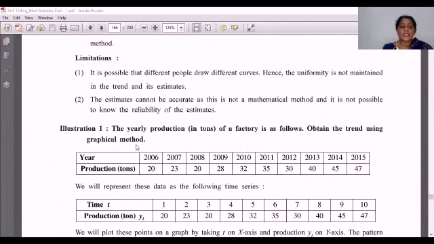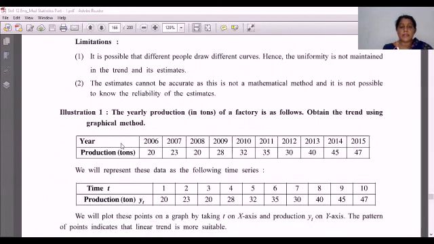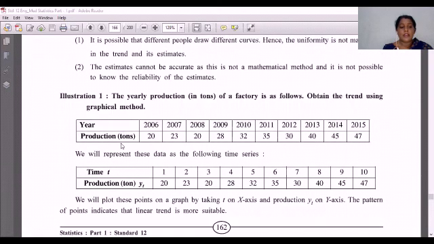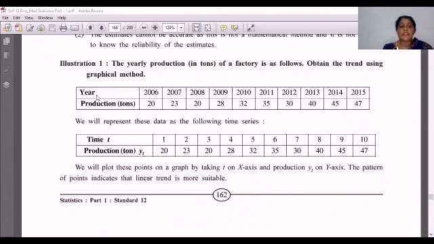So the first question is: the yearly production, given in tons, of a factory is as follows. Obtain the trend using a graphical method. That means you have to draw it on graph paper. Now here the year is given. I told you that time is given, so we will consider the year as t.